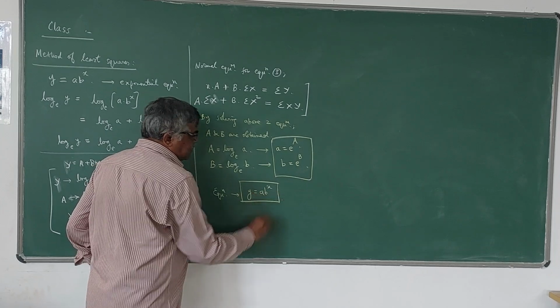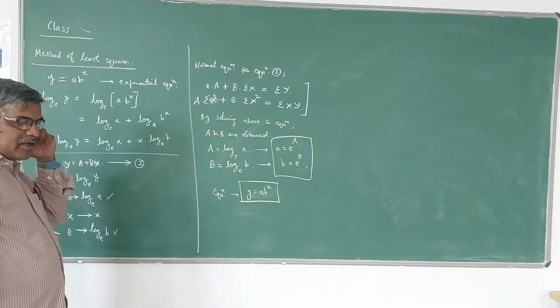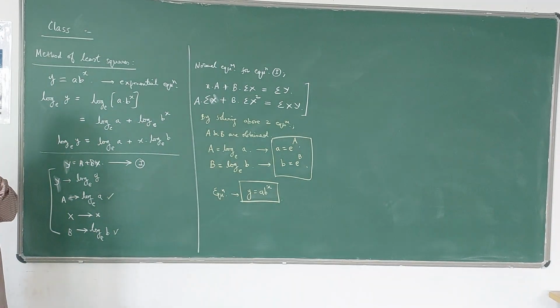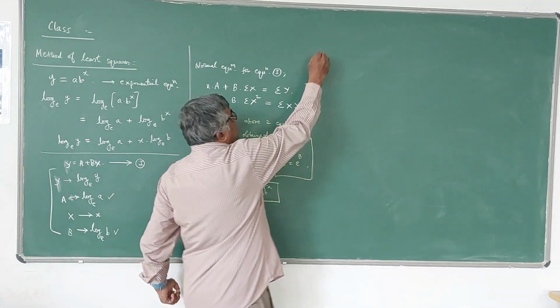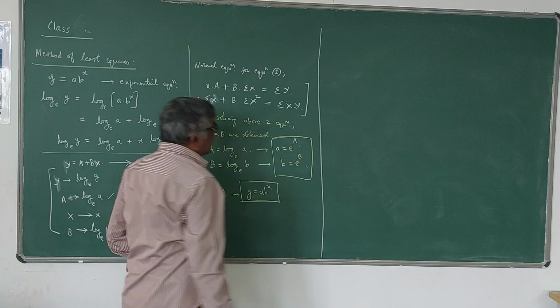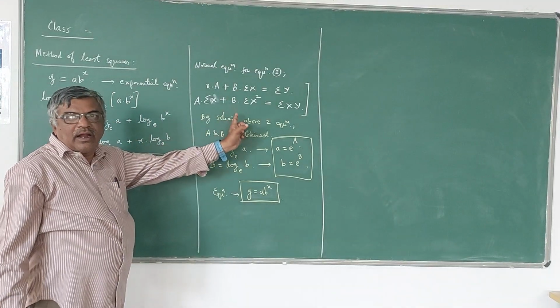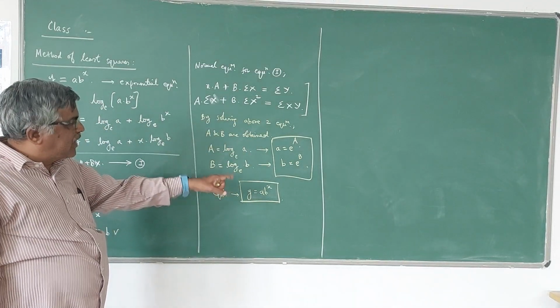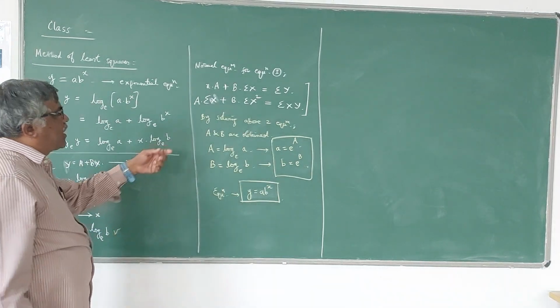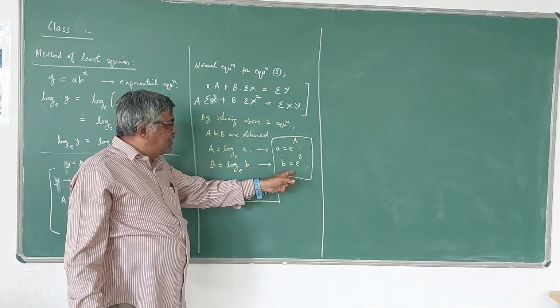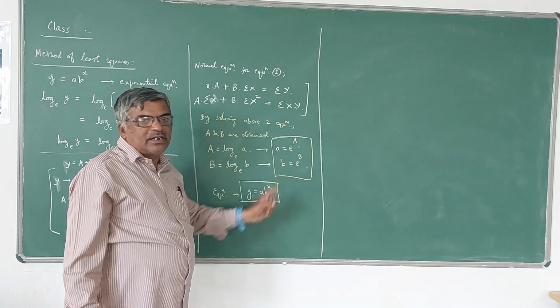So this is the procedure for getting an exponential equation. The exponential equation is converted to a linear equation in terms of logarithms, then the normal equations of the linear equation are used to solve for the unknowns, and later on it is transformed back. So after getting capital A and capital B, using these two relations we can get small a and small b.